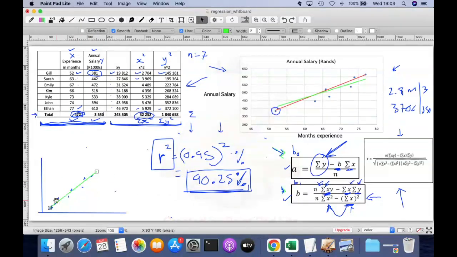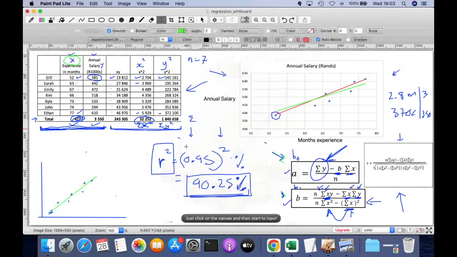Now, this is telling you that when these points are close to the line and you can see there's a slope, whether it's positive or negative doesn't matter, it's showing you that your x value is very good at predicting your y value. And this r squared tells you basically how much of the variation of your y can be explained by your x value. If the value is 90% and above, it's quite strong. So that's telling you that your months of experience, in other words, your x, explains 90.25% of your annual salary.